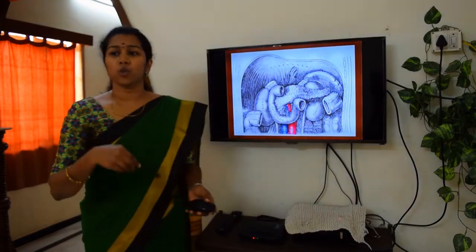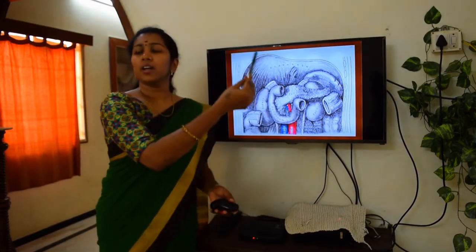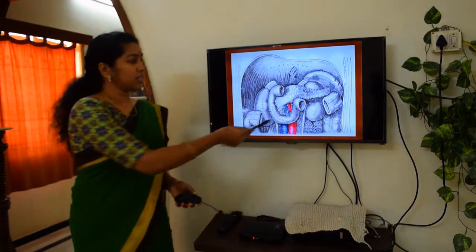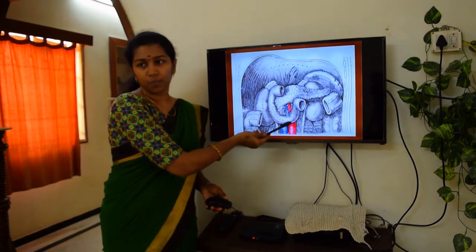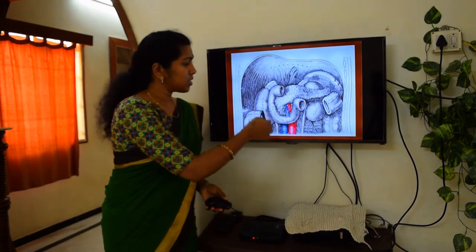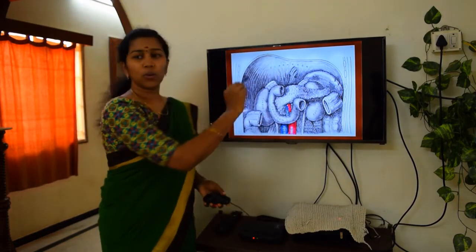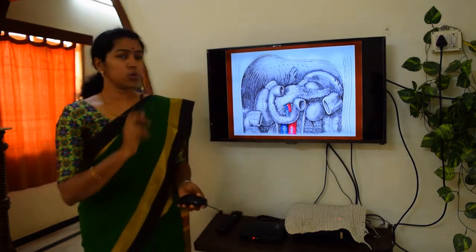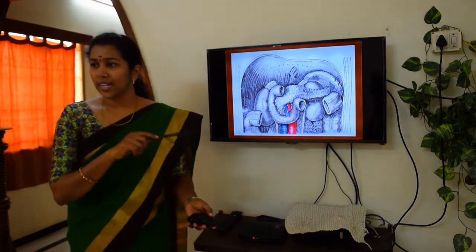Beneath the stomach you can see the pancreas. Any pancreatic secretions will be poured into the duodenum part of the small intestine using the pancreatic duct. Here you can see the kidneys and the spleen, and the liver will be here. Are you clear with this? These are the parts of the digestive system. You have to understand that there are sections in the stomach and the small intestine.